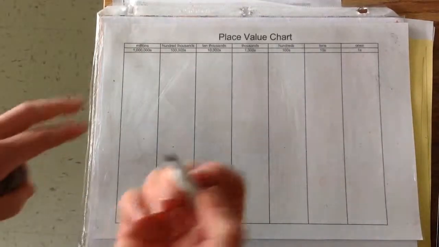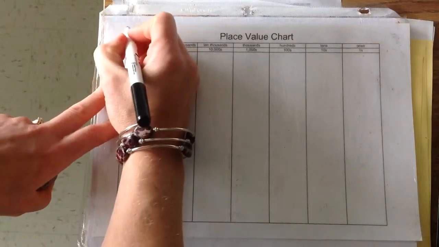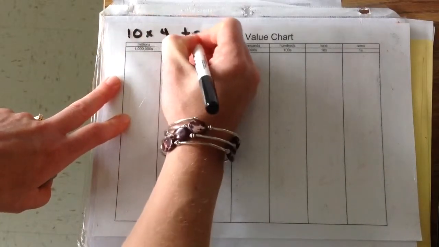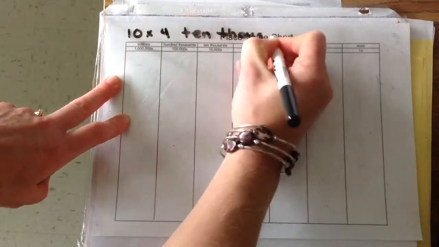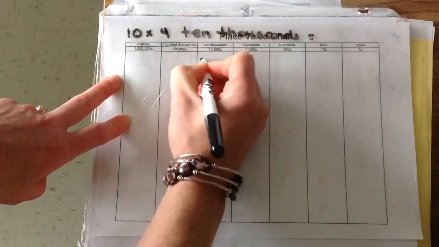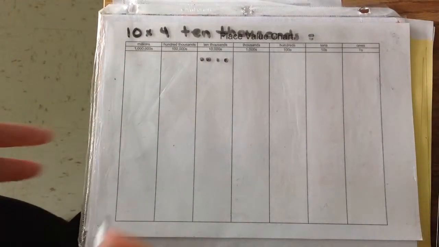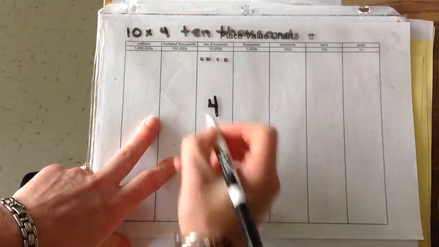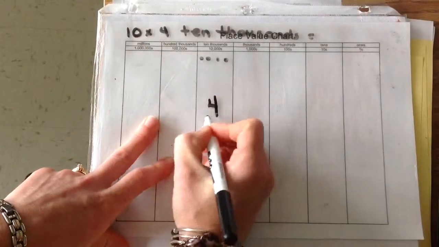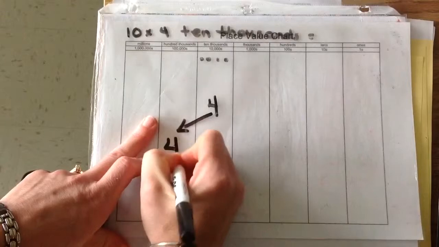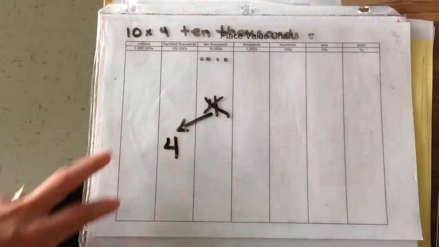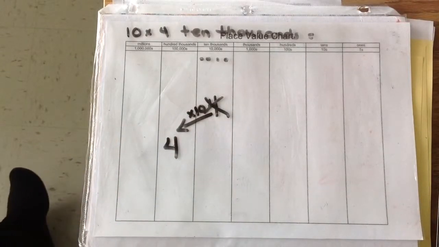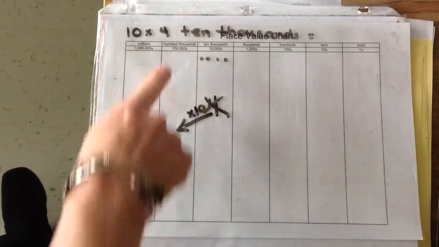So let's imagine I want to do the same thing again. Let's say I want to do 10 times 4 10,000s. Well, we could do all those disks, but I will tell you that I get tired of writing disks. So I'm going to show you something. There are 4 of them. And if I multiply each of them by 10, I know I'm going to shift right over here to the left because I multiplied it times 10. 4 times 10, 10,000s is 400,000.